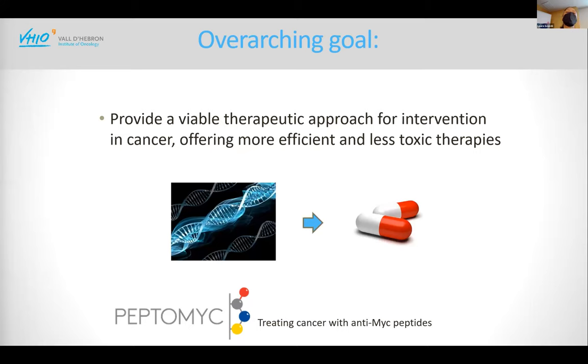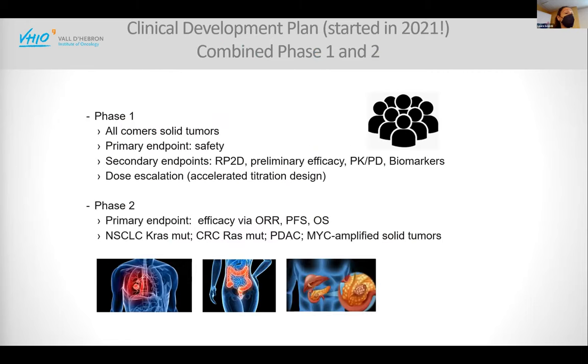And we wanted this new therapeutic approach to be less toxic than the current ones. So, with Peptomic, we have been developing HOMOMIC to the clinic. And the great news is that last year in May, we started a phase 1/2a clinical trial. So this is a clinical trial that includes a phase 1 with all comers solid tumors. Again, we hope that HOMOMIC could benefit as many tumor entities as possible. So we included all comers.